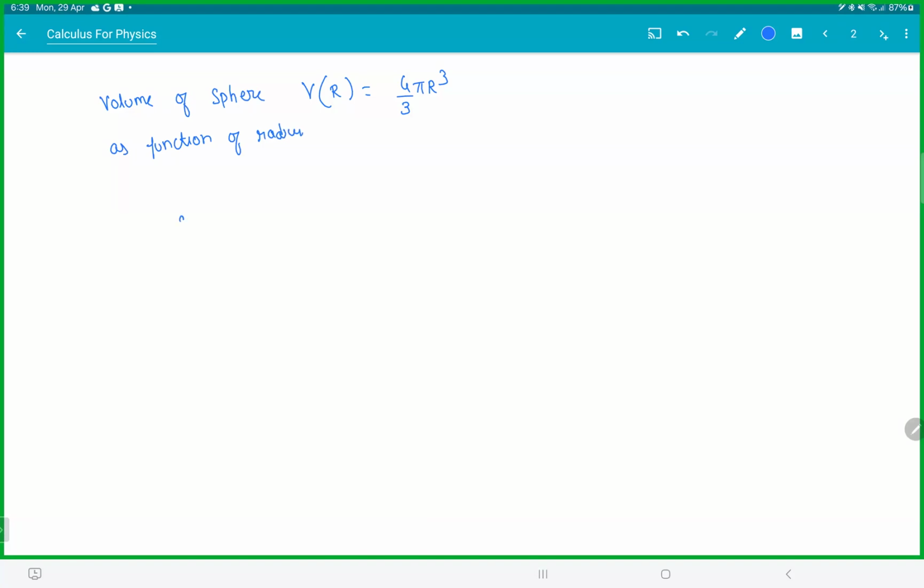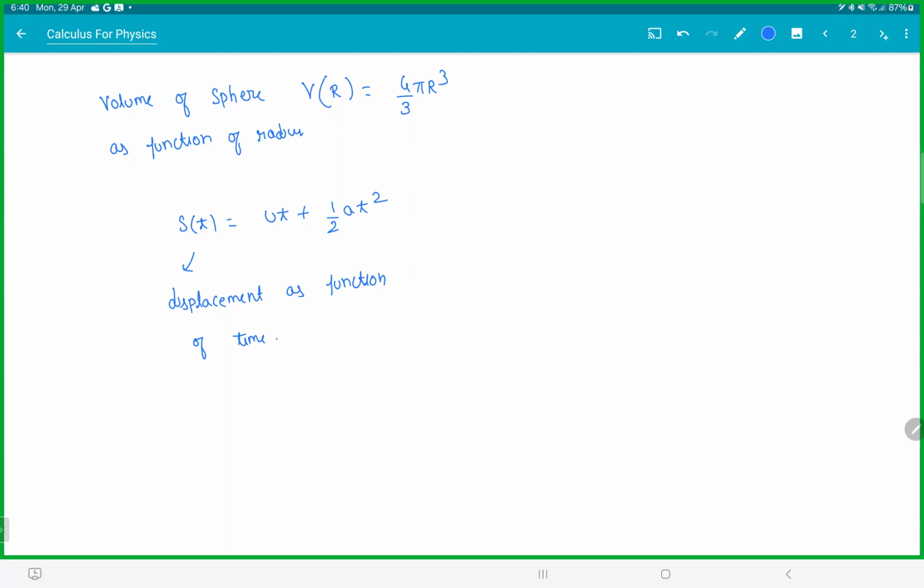You're getting it? s of t is ut plus half at square. Did you remember this? You studied it in kinematics. So what is this actually? This is the displacement as a function of time. We simply write s is equal to ut plus half at square, but in reality you're supposed to write s of t. We think it's obvious.